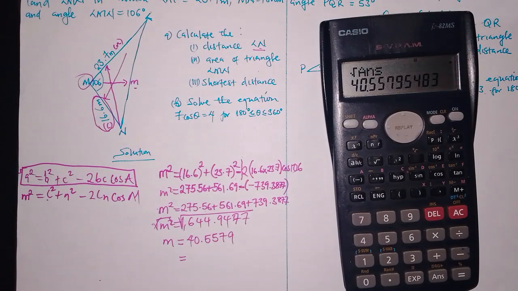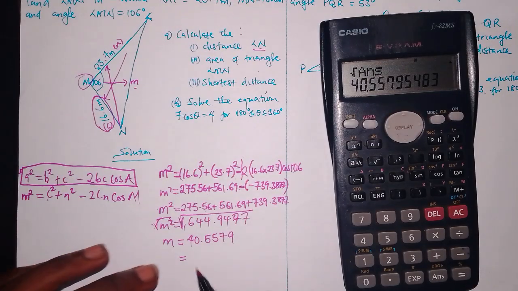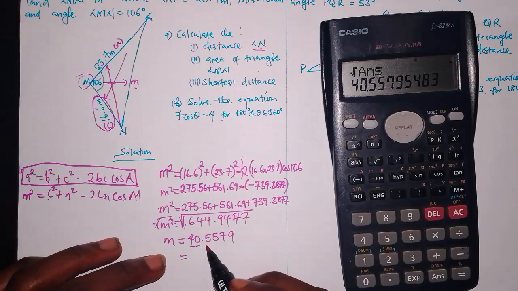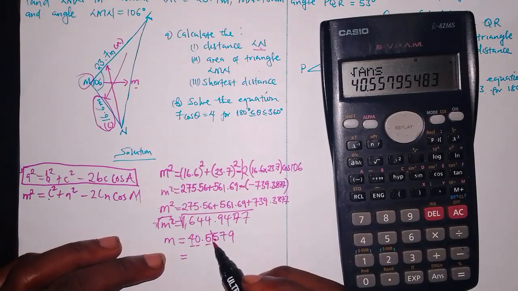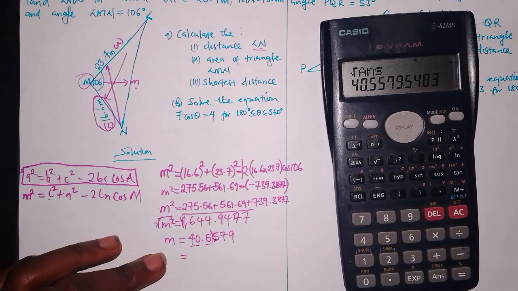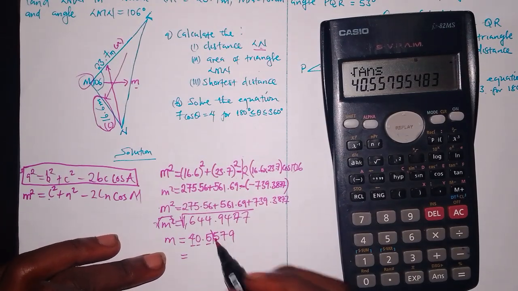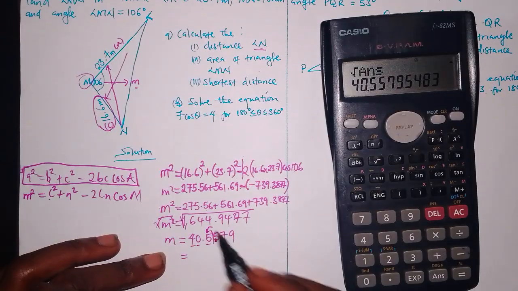So here, how can we leave it to 3 significant figures? Just count 1, 2, 3. Then ask yourself, is the number here 5 or above, or is it below 5? So this number is 5, of course, so you add a 1 to the previous number.